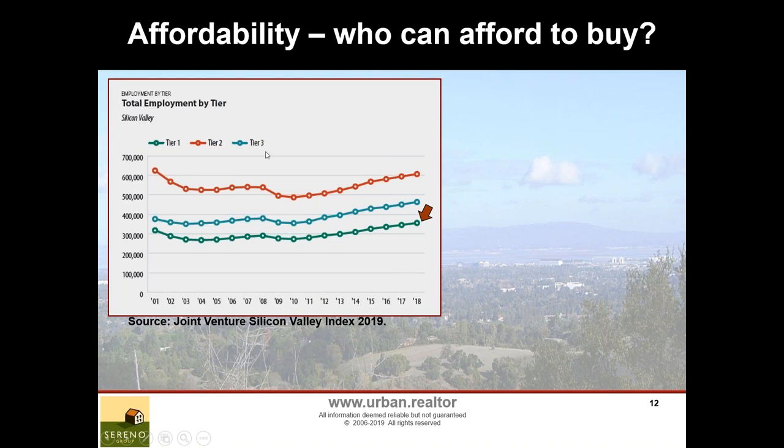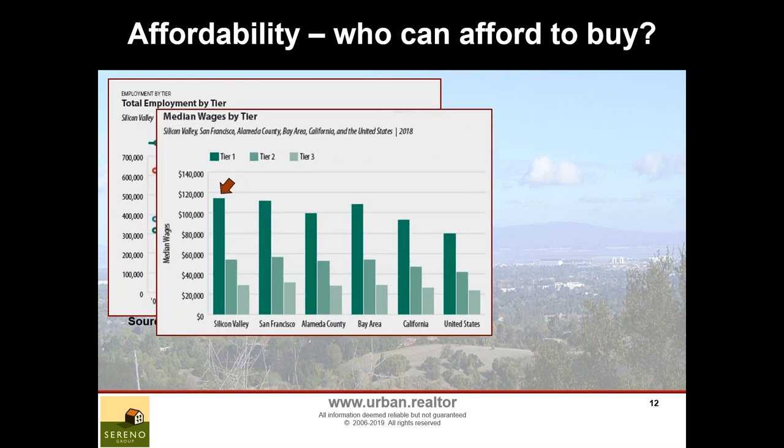In our area, they divide it into three tiers. Tier one is defined as the professionals: the engineers, the lawyers, the doctors, and so on. Roughly 350,000 to 375,000 people are employed in this tier one category. So the question is, in terms of income, what is the median wage for tier one? Among those 375,000 people, the median is approximately $115,000, which means that half of them make that much and half make more.